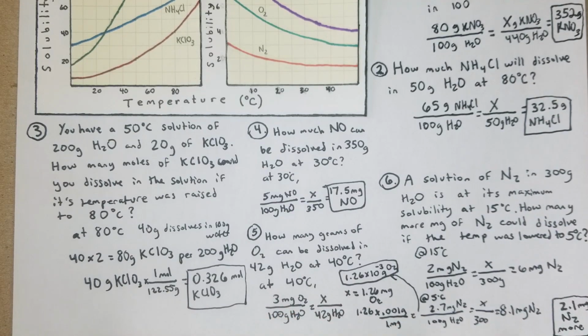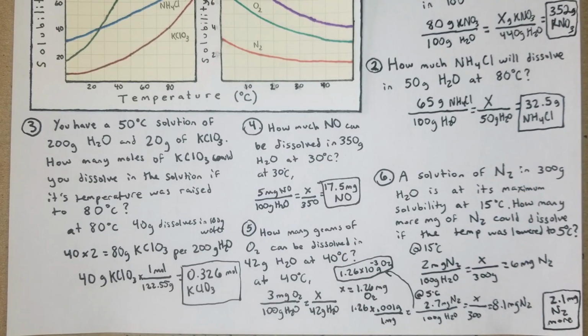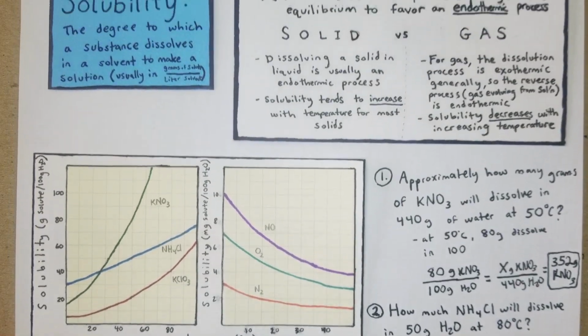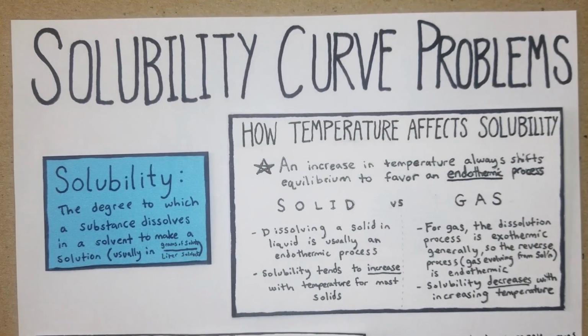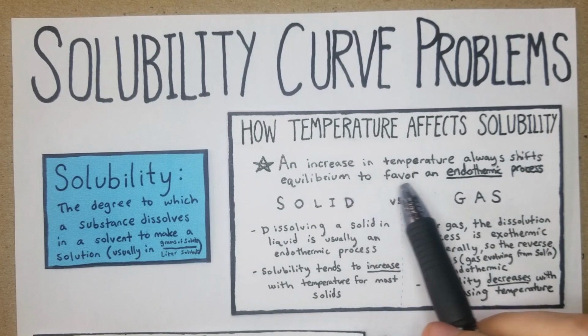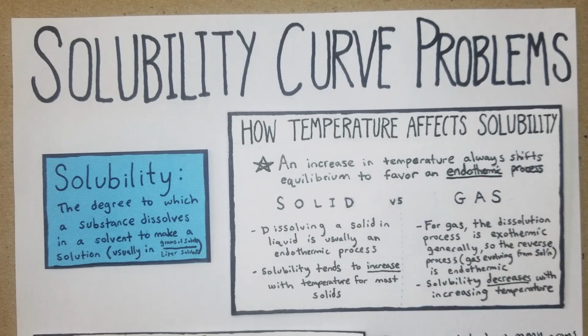All right, cool. So that's the last problem I had here. And yeah, we'll just go back to this stuff here. I think the take-home point here is an increase in temperature always shifts equilibrium to favor an endothermic process. And then you can read these descriptions here for why each one is that. But basically, for solids, increasing temperature should increase the solubility, and for gases, it should be the opposite. And that's not always the case, but you'll find it is the case most of the time.